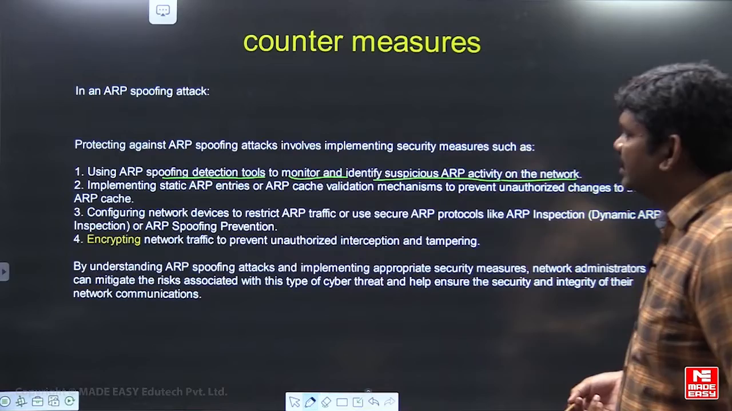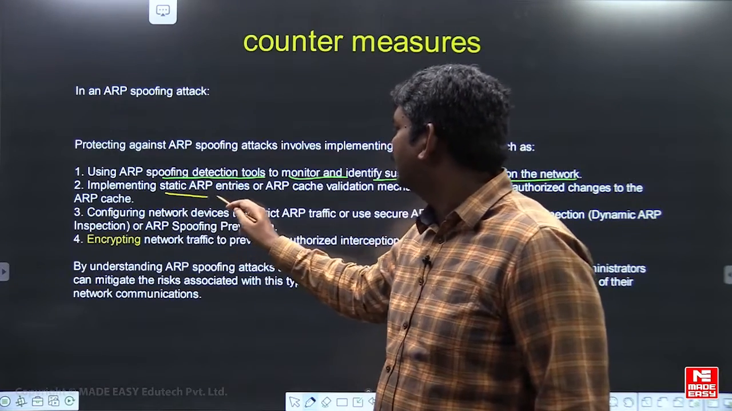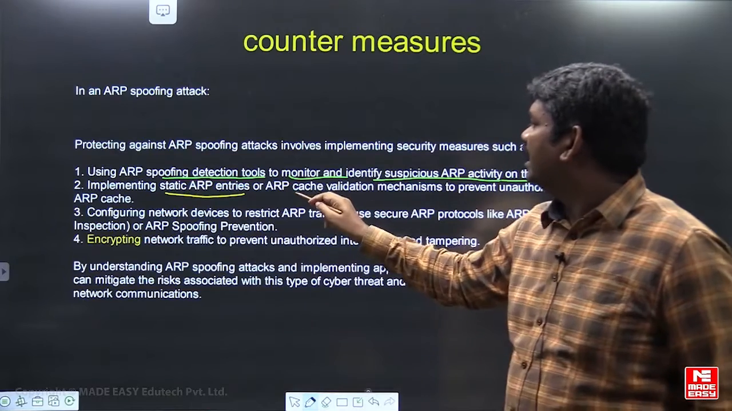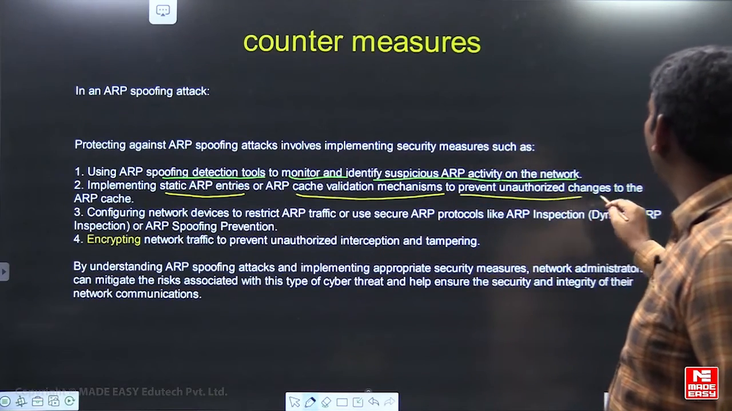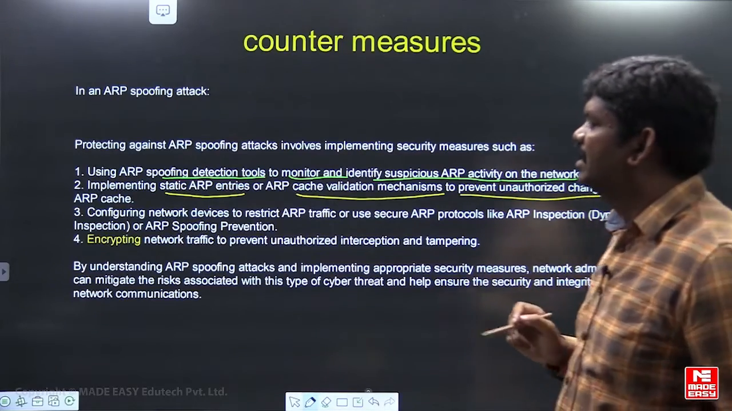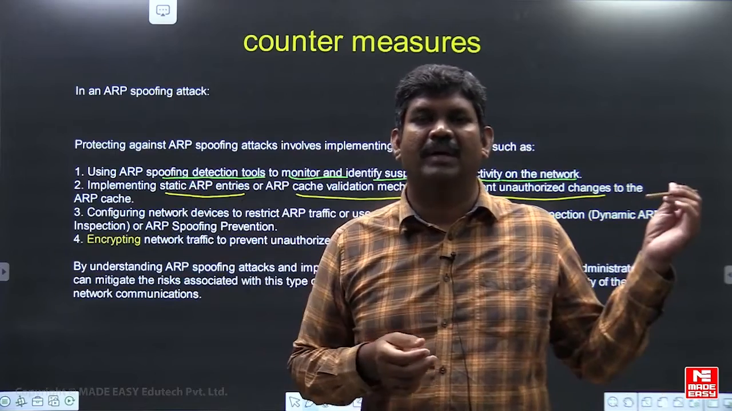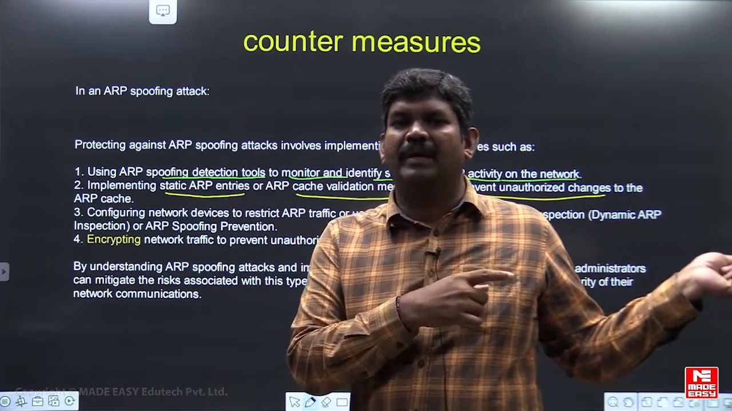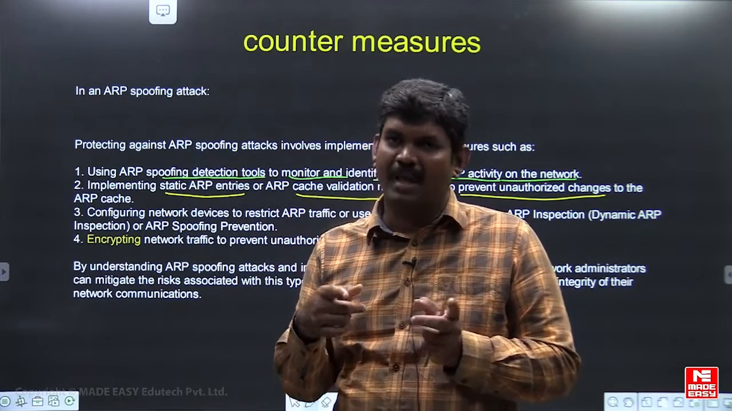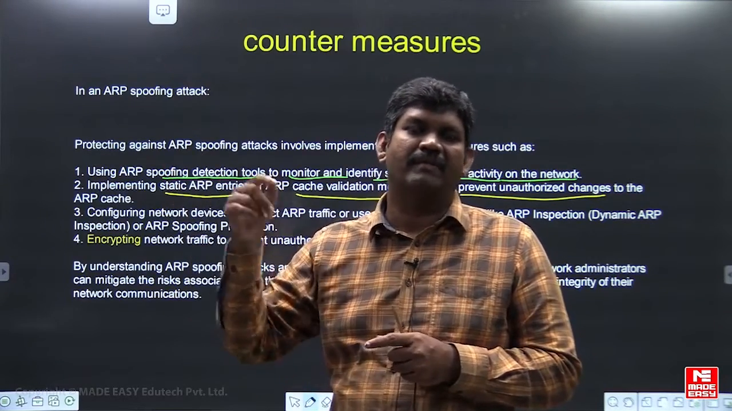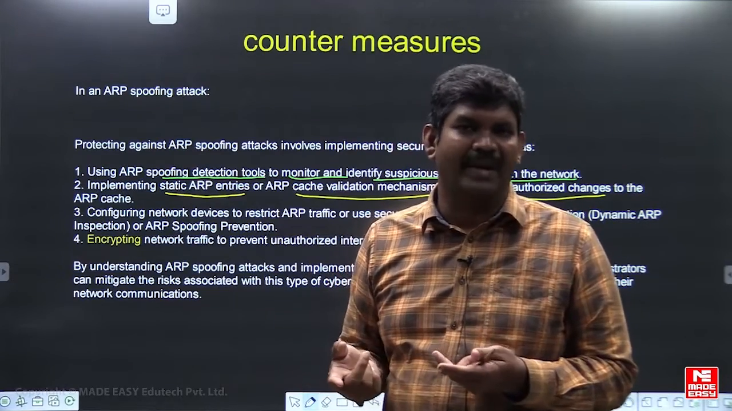Next, the second one: implementing static ARP entries or ARP cache validation mechanisms to prevent unauthorized changes to the ARP cache. So what is the meaning of ARP cache? Whenever a client is making a request to any destination, that MAC address is available at the router, which you can also call a proxy. That information is also kept at the source for further requests, to increase the speed.